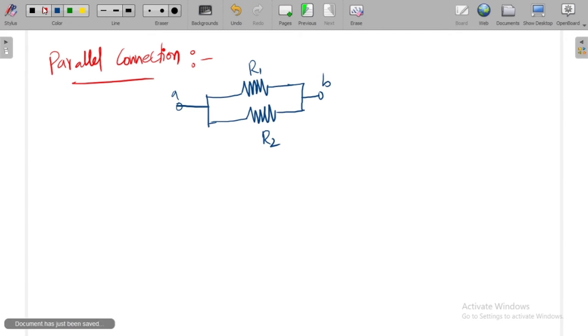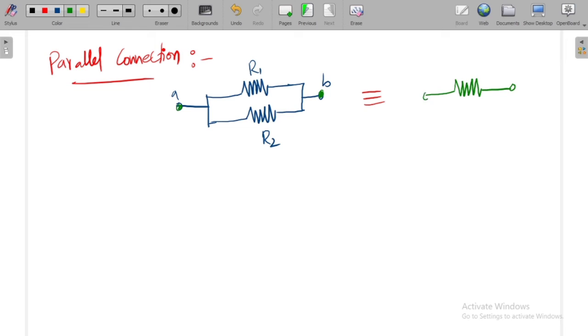So here I can say that R1 and R2 have two common terminals, which are A and B. Hence I can say R1 and R2 are connected in parallel, because these two resistors have two terminals in common. One is A and another one is B. Now I want to replace this with a single equivalent resistance in between the same terminals, right?